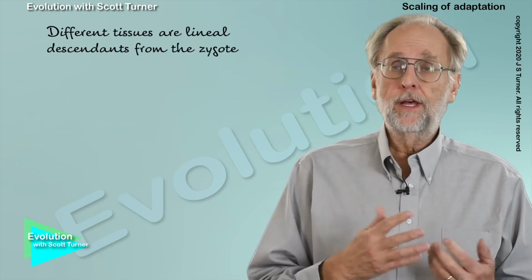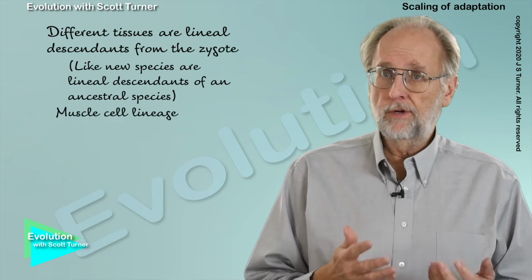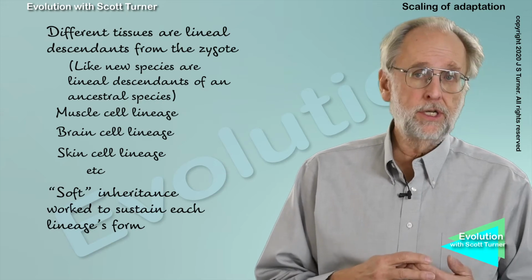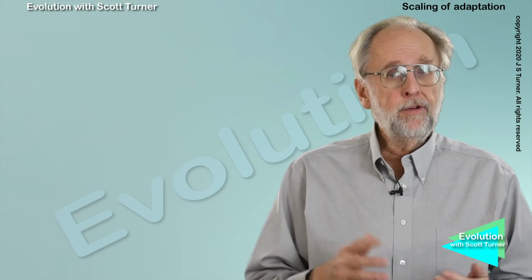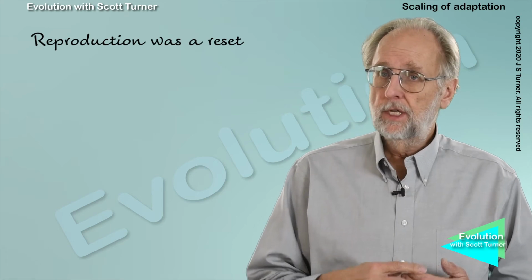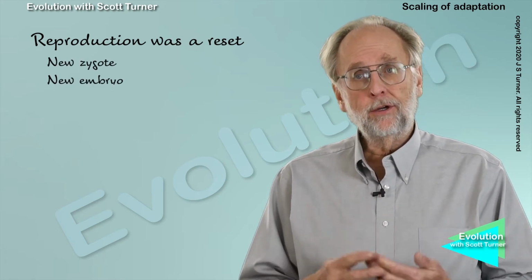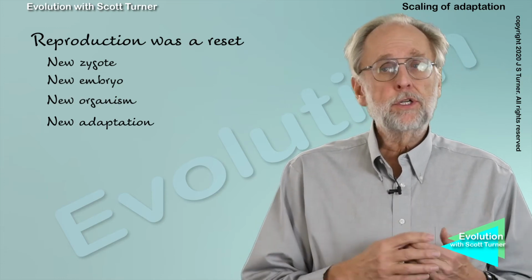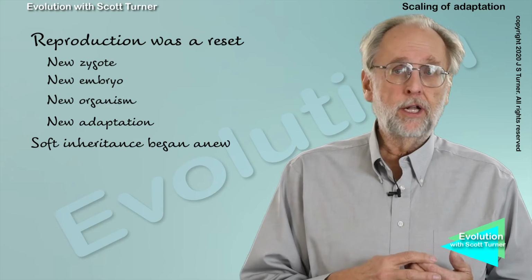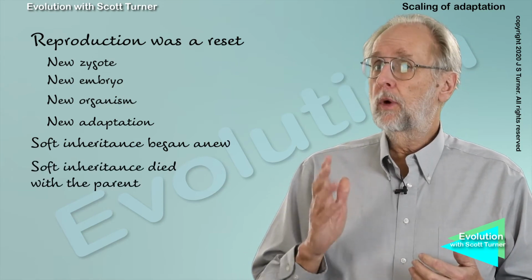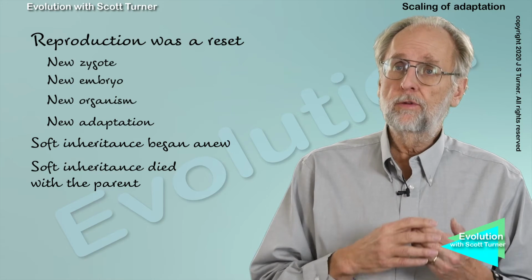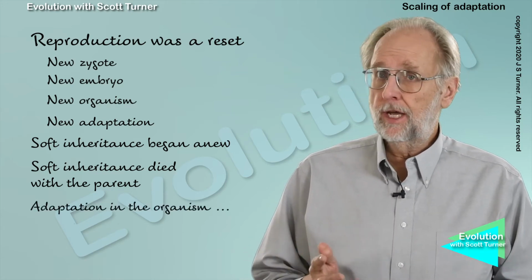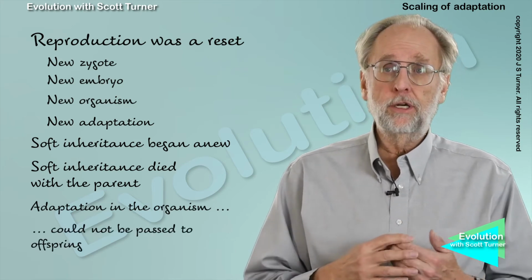The different tissues that arose during development were due, Weismann thought, to a kind of soft inheritance that was passed along the zygote's cell lineages. Everything started anew with each generation. New zygote, new embryo and adult, new adaptation, and new evolution. Whatever soft inheritance did during embryonic development died with the organism, and with it the soft inheritance that drove development. By this logic, adaptation during an organism's lifetime could not be passed down to future generations.